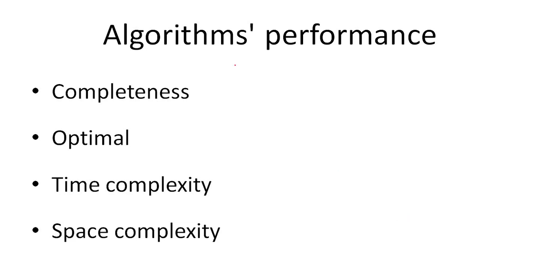So the first one is completeness. We call an algorithm a complete algorithm if it finds a solution when the solution exists, and if the solution doesn't exist, the algorithm ends or reports failure. But there are also algorithms that are not complete, because the solution exists, but these types of algorithms fail to find the solution. Okay.